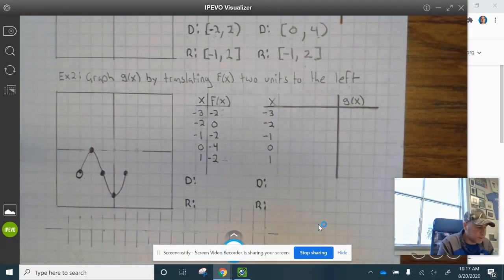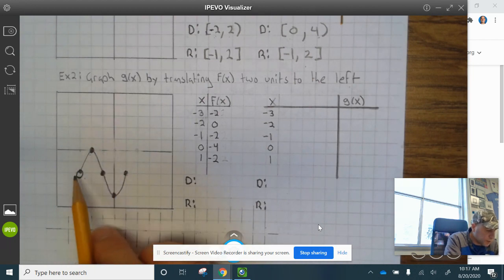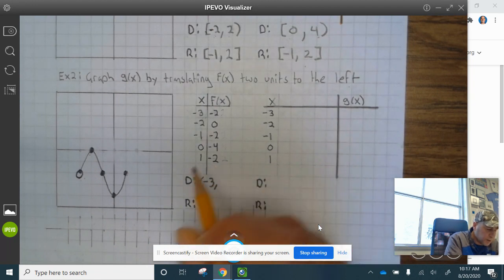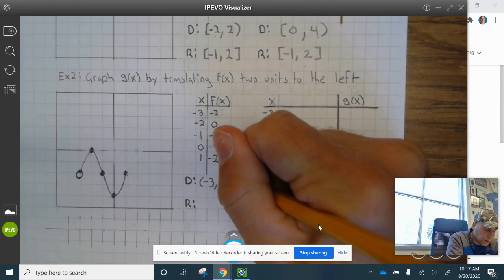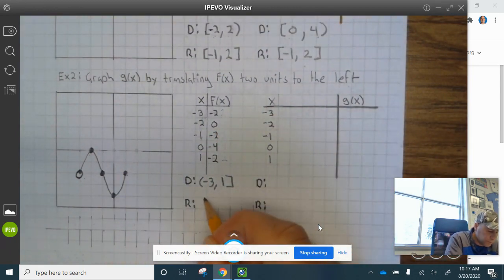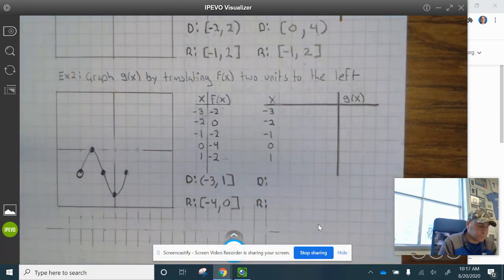Now let's look at the domain. Now domain's from left to right, so it looks like we go left 1, 2, 3, but it's open circle, so parentheses, negative 3. If we go to the right, 1, closed circle, so that's 1 bracket. And then the range, it looks like we're going from negative 4, so that's bracket negative 4, to 0, bracket. Okay, now let's take a look at the graph.